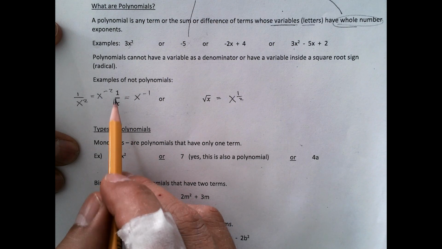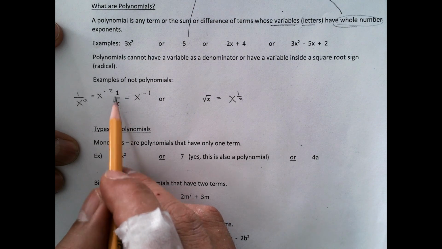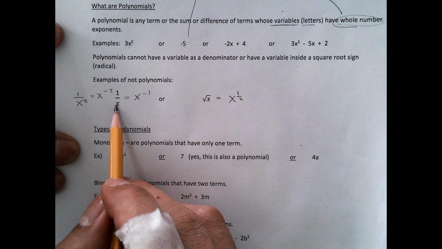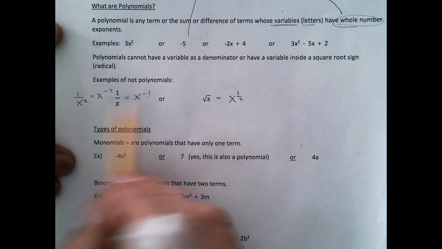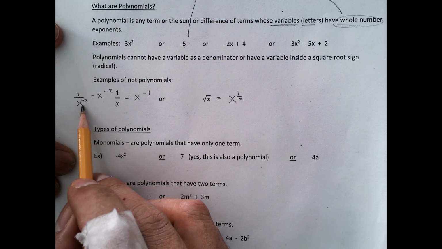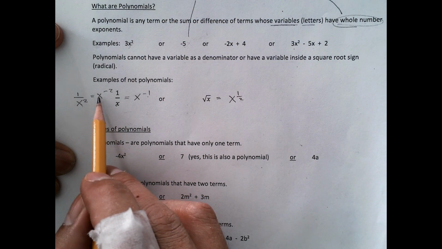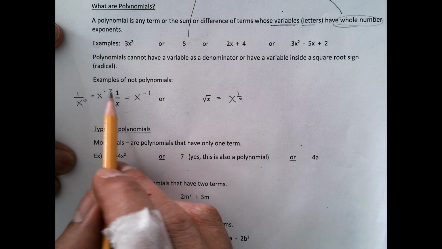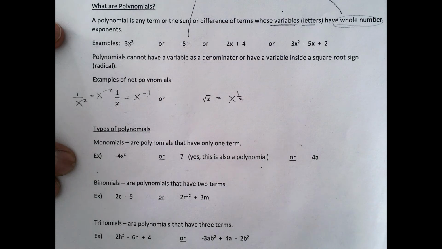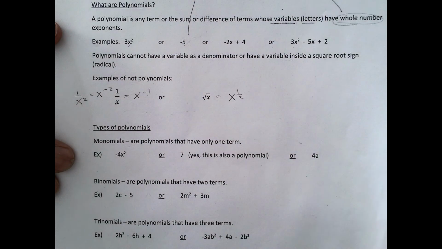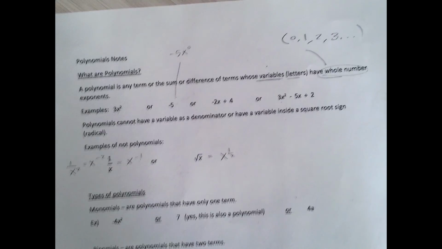Same here. If a variable becomes a denominator, as in 1 over x, this actually translates to x to the -1 as an exponent. Same with x squared as a denominator. That translates to x to the -2 as an exponent, okay? So there are some examples of what are not polynomials, and what polynomials are.